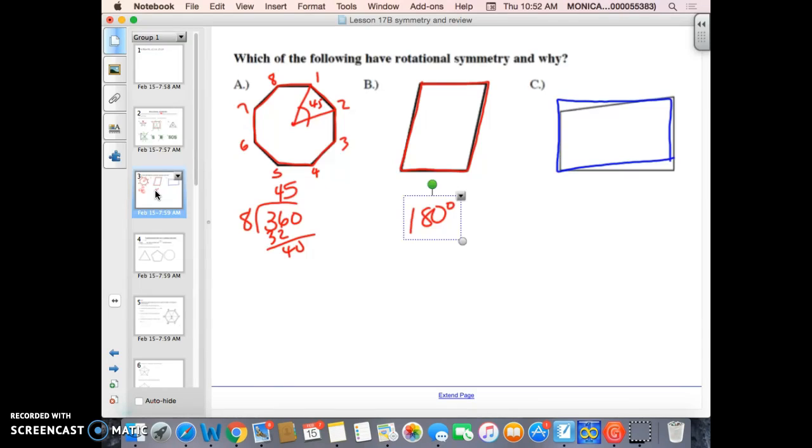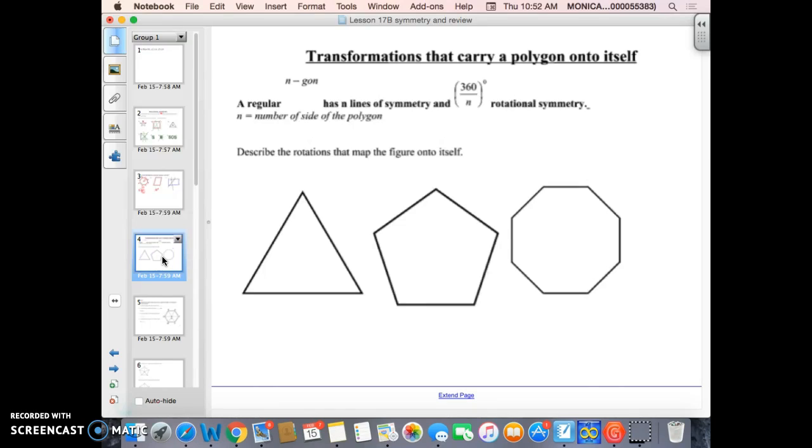And this one doesn't have rotational symmetry. All right, so why does it have rotational symmetry? Because you can turn it on itself. So a regular n-gon is like a polygon. We call this a polygon.